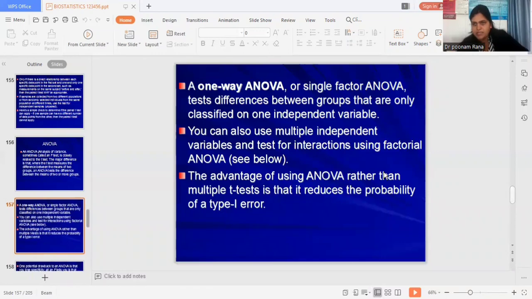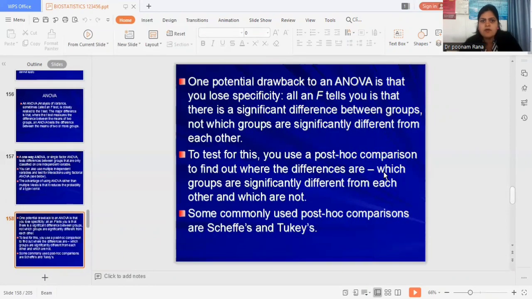So in short, when a comparison of more than two independent groups on a continuous outcome is required, we make use of ANOVA. This is to test whether the means of the outcome variable in different groups are the same. One potential drawback of ANOVA is that you lose specificity. To test for this, you use post hoc comparison to find out where the differences are, which groups are significantly different from each other and which are not.